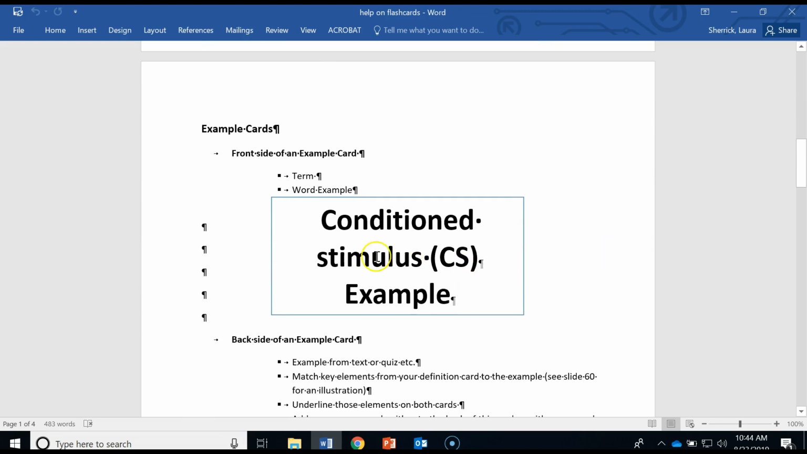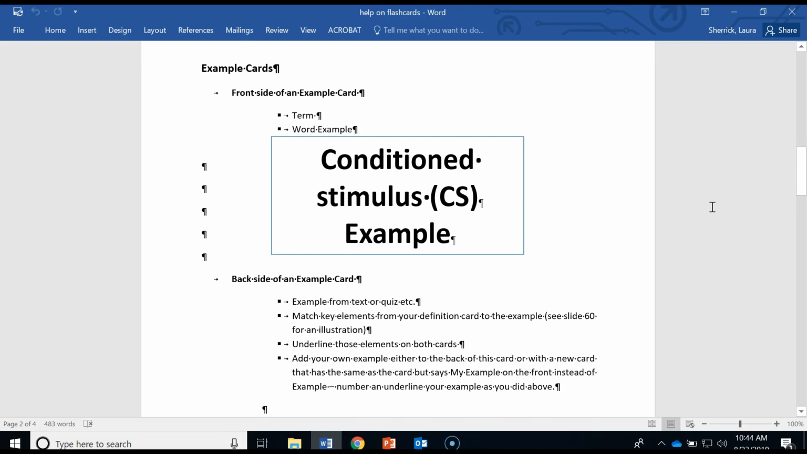On your example cards, obviously, you'll have the term, but then it will say example instead of saying definition. If you can fit 2 examples on there, you could have examples from the text and your own examples. If your card is too small and you can't fit both on there, you can have one card that's called example and one card that's called my example, and then put your example on the back. So the example card's taking you a step further.